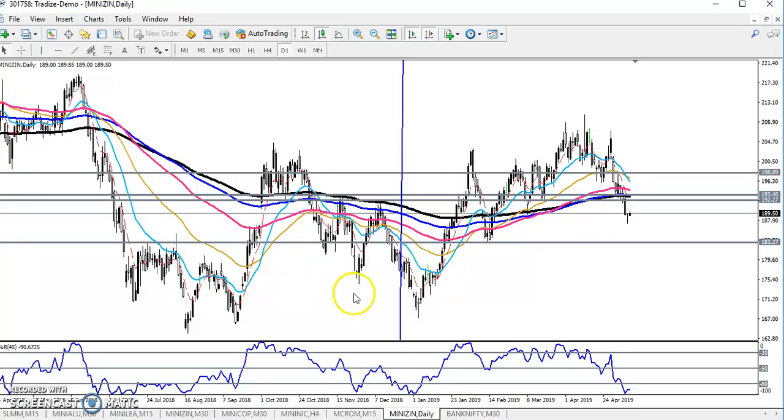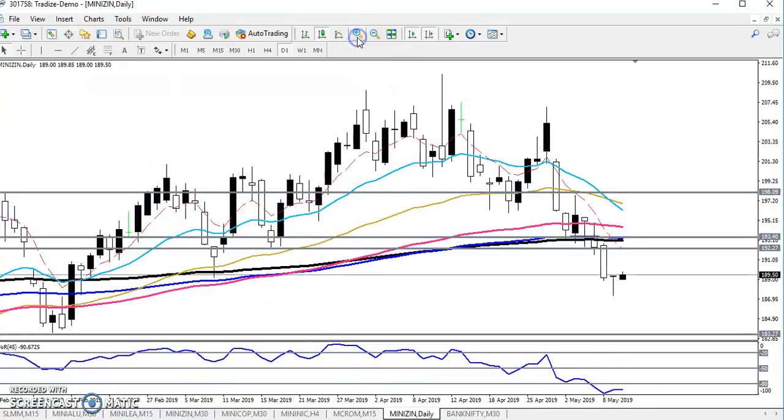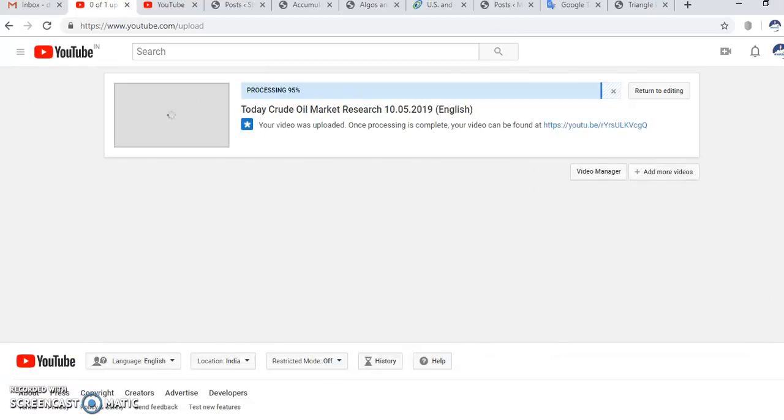Yesterday I gave a supporting level, I think around 183, and we have seen that supporting level. But today you can see we have a candlestick pattern. I think everybody knows this is a candlestick pattern. If somebody doesn't know about it, you can visit our website.